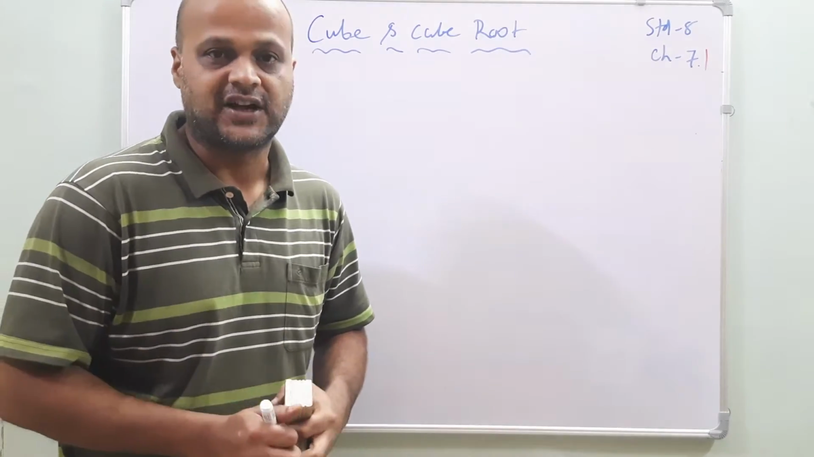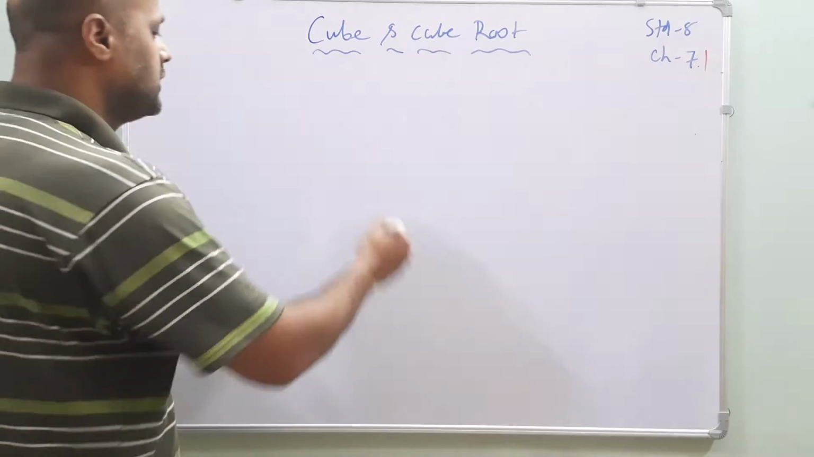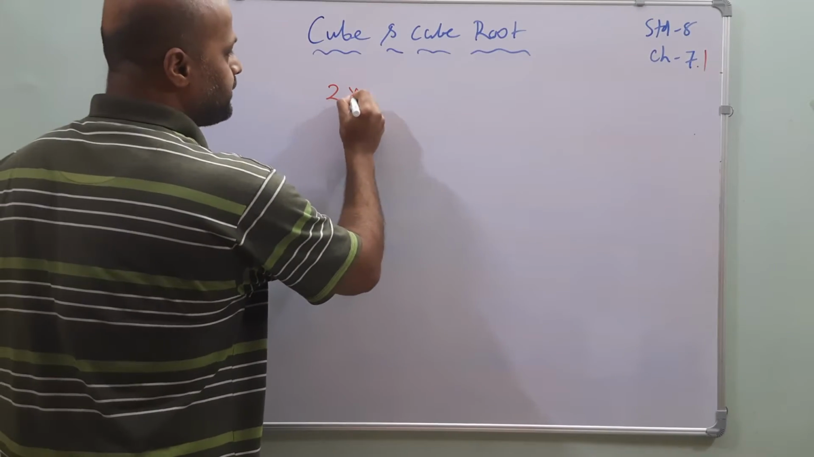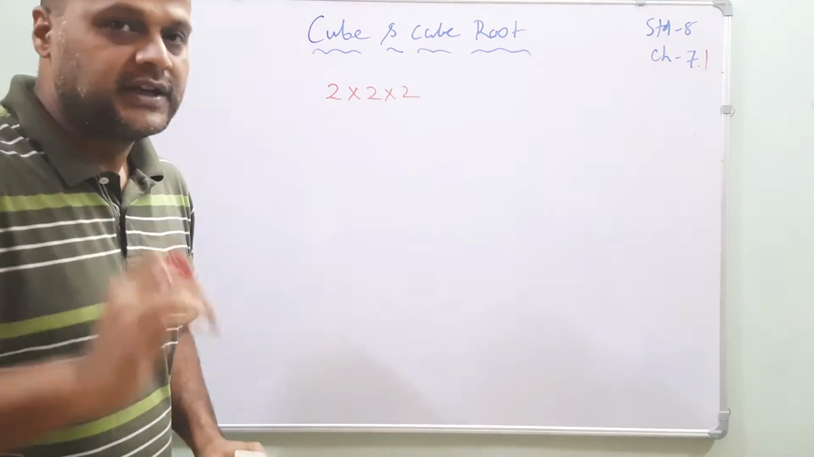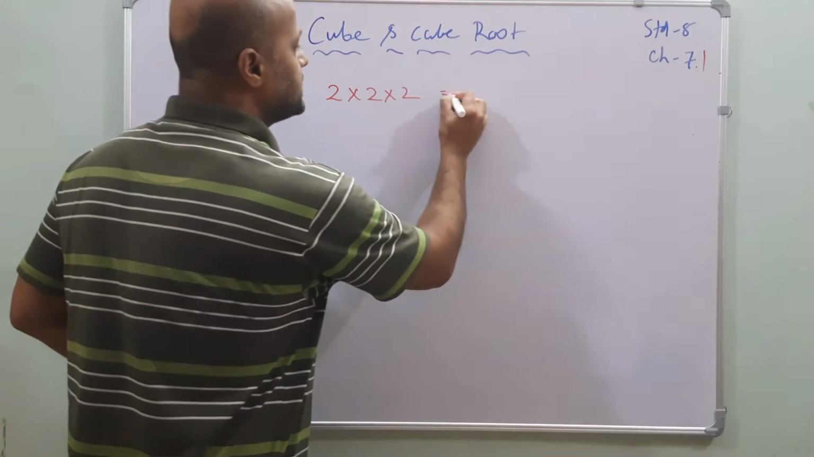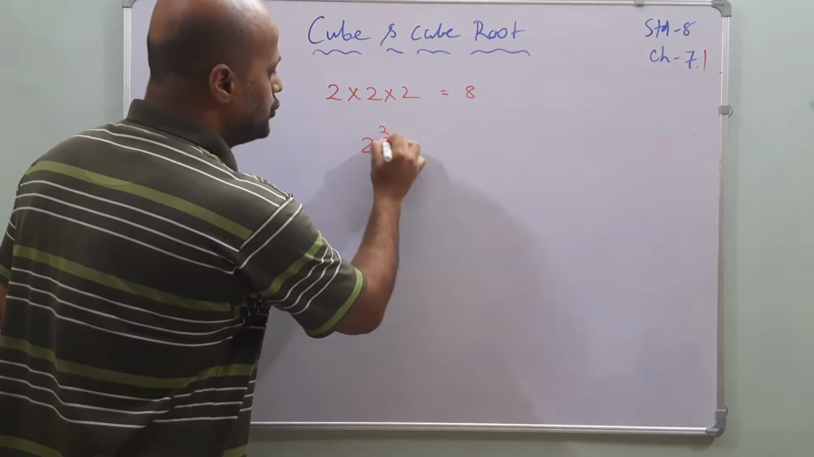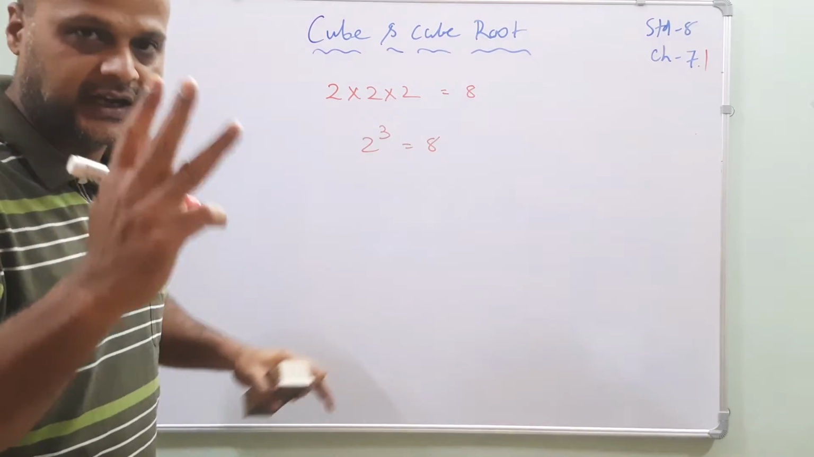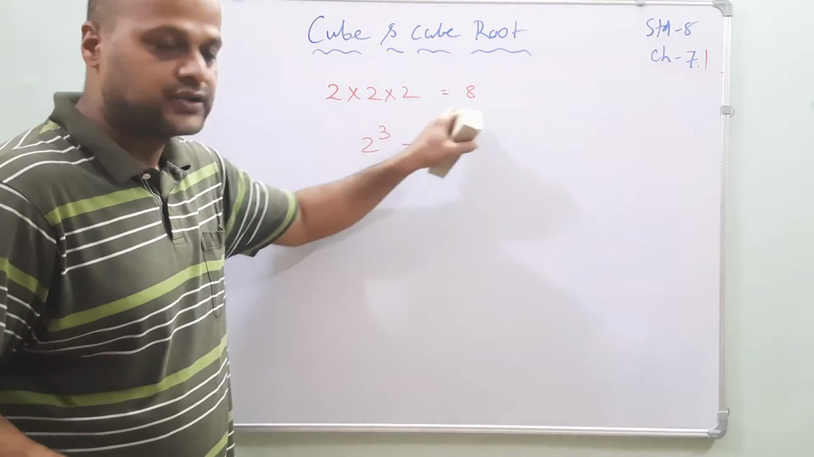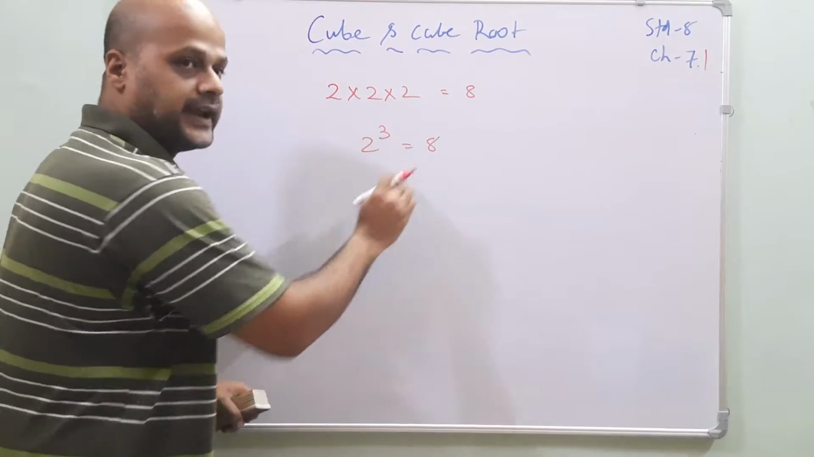So let's start. So what is a cube first? Cube is nothing but if we multiply three similar numbers, then whatever the result comes, we say that it is the cube of that number. Example, if I multiply 2 thrice, the result is 8. So I will write it as 2 to the power of 3, or 2 cube is equal to 8.